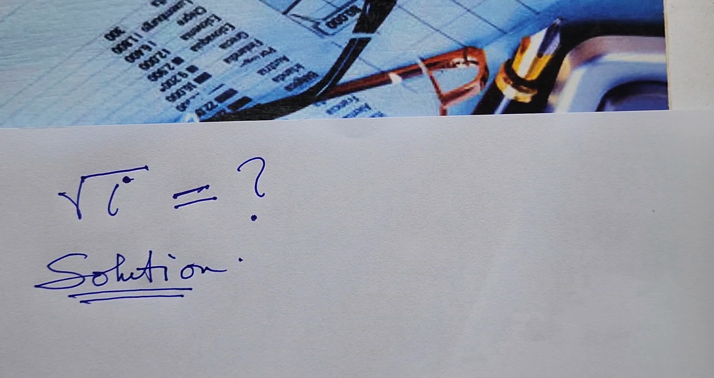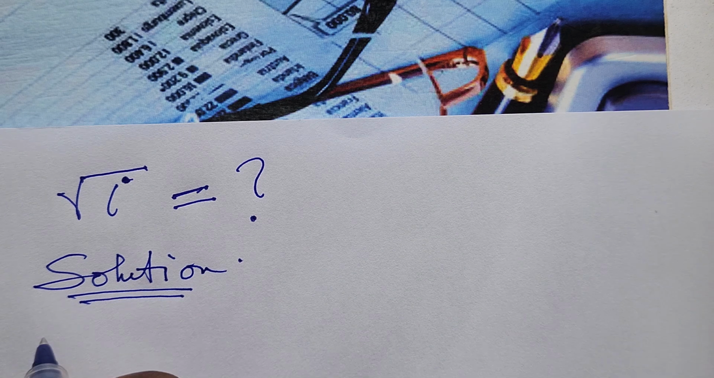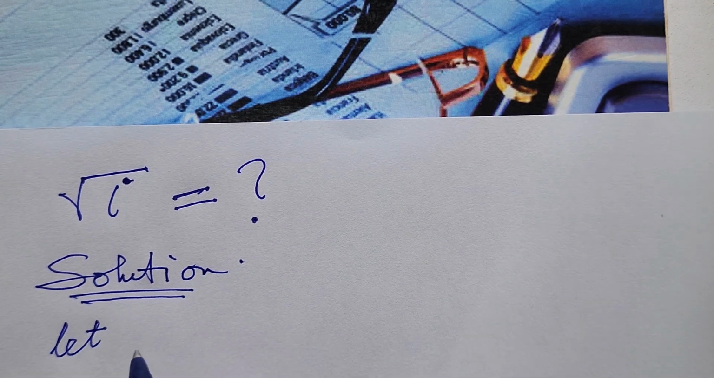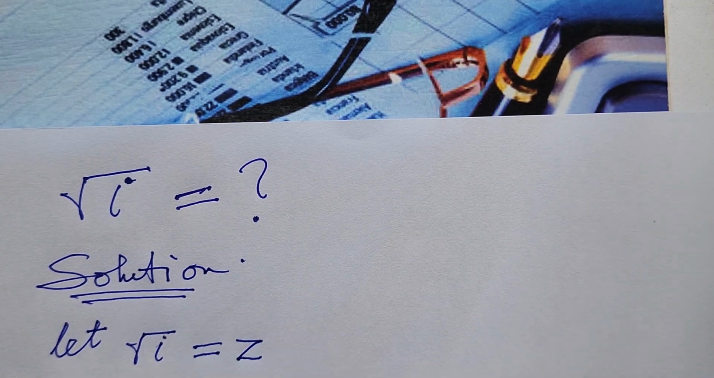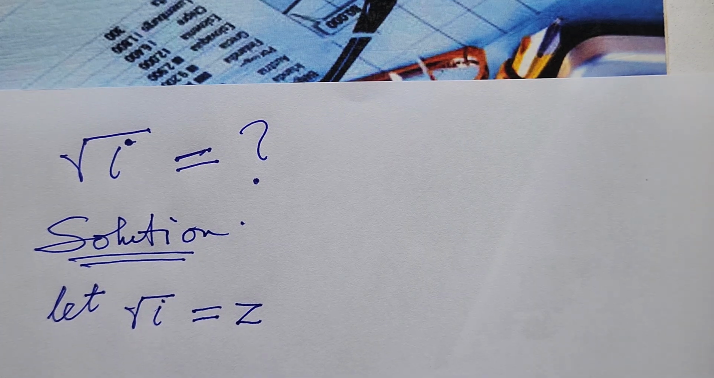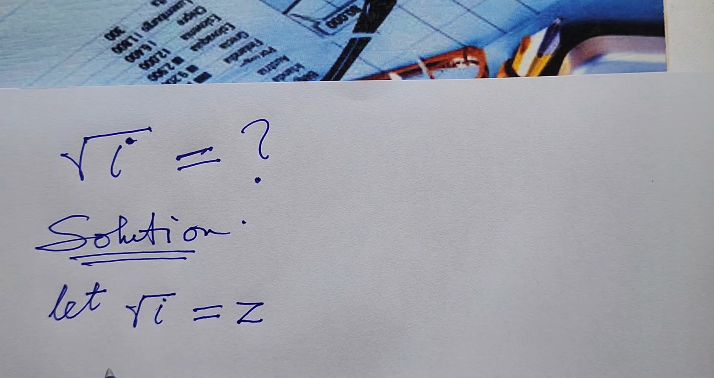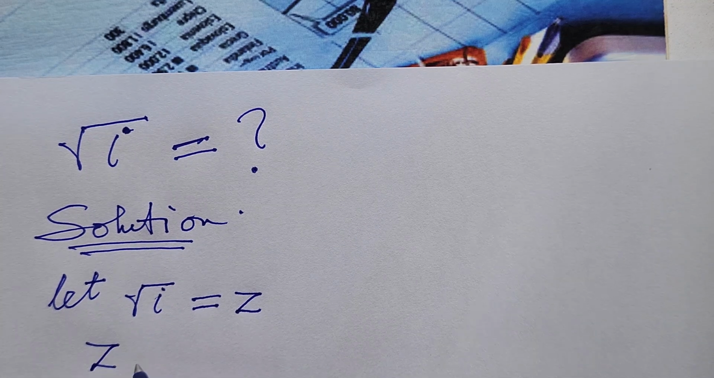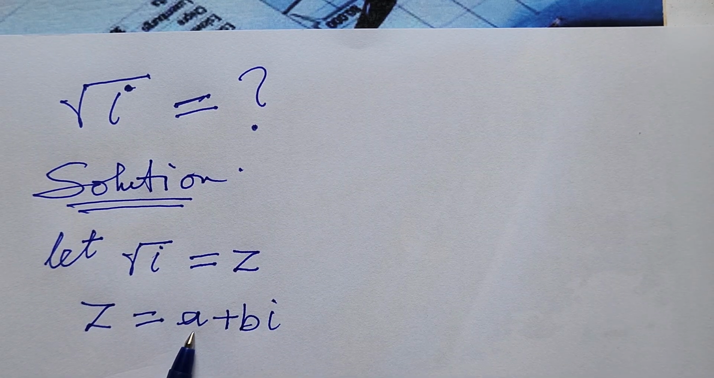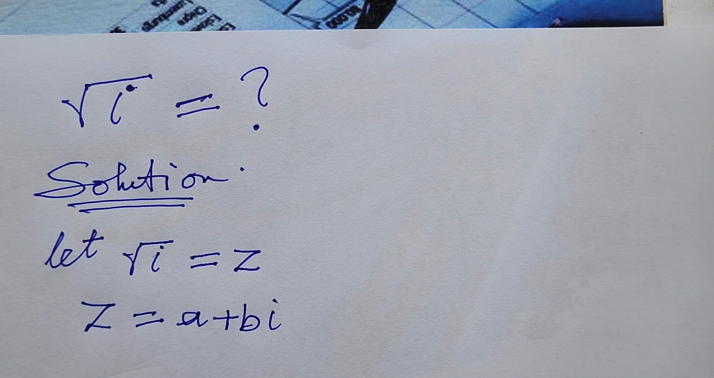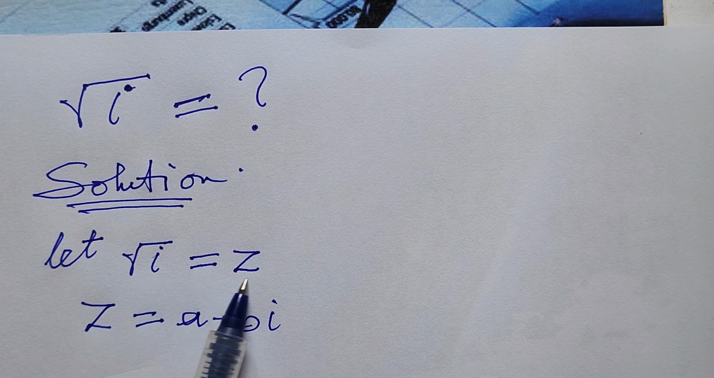Now, in this place, we're going to do some representation. So from here, we want to say let our square root of i be equal to z, where z is a complex number. Okay, so if z is a complex number, then our z is going to be equal to a plus bi, where we have the real part and the imaginary part in the system. Again, we said the square root of i is equal to z.